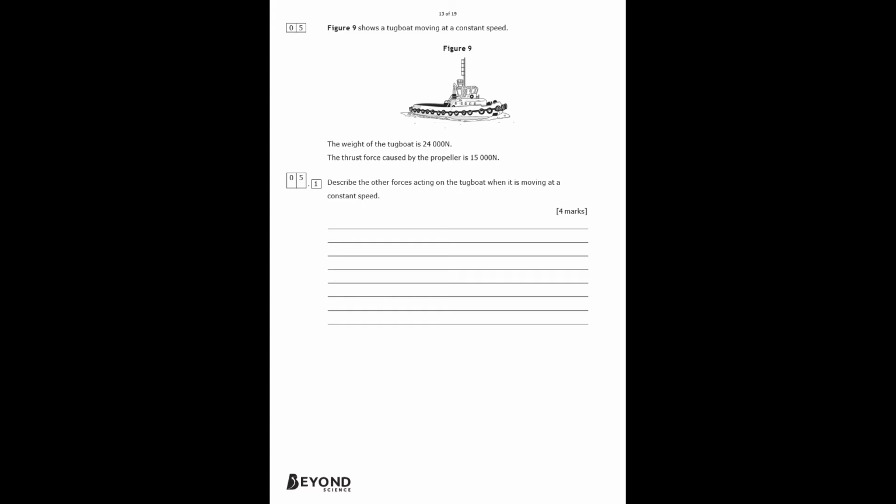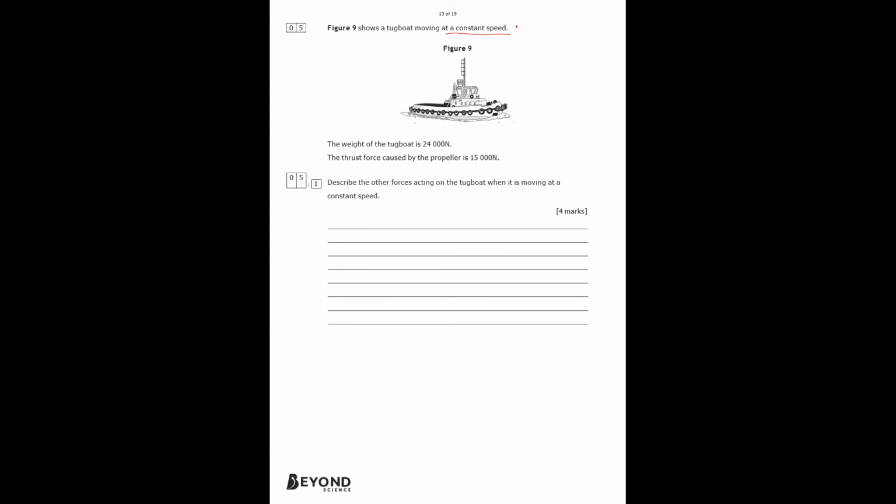Okay, so question 5. Figure 9 shows a tugboat moving at a constant speed. The weight of the tugboat is 24,000 newtons. The thrust force caused by the propeller is 15,000 newtons. So immediately I'm picking out a few things from this question.